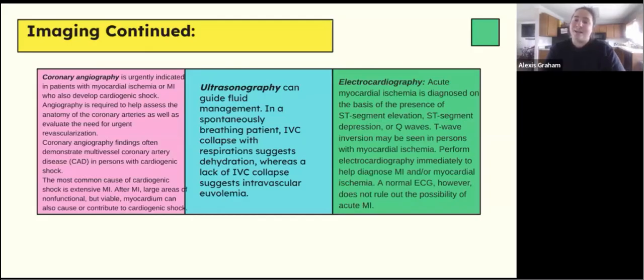The ECG. Acute myocardial ischemia is diagnosed on the basis of presence of ST segment elevation or depression or Q waves. T-wave inversion may be seen in people with myocardial ischemia. Perform the ECG immediately to help diagnose MI or myocardial ischemia. A normal ECG, however, does not rule out the possibility of an acute MI.